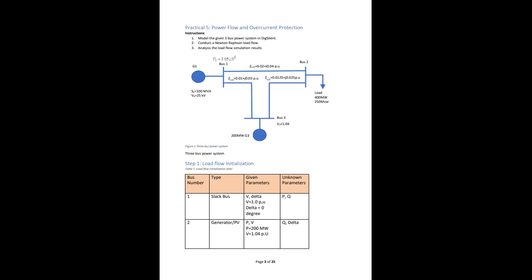And this network you know already. It is the same network that you modeled in DIgSILENT in chapter 5 when we discussed it, so I'm not going to go through this network. Your bus 1 is a slack bus, bus 2 is a load bus, and bus 3 is a PV bus and generator bus, and the data is given in table 1.